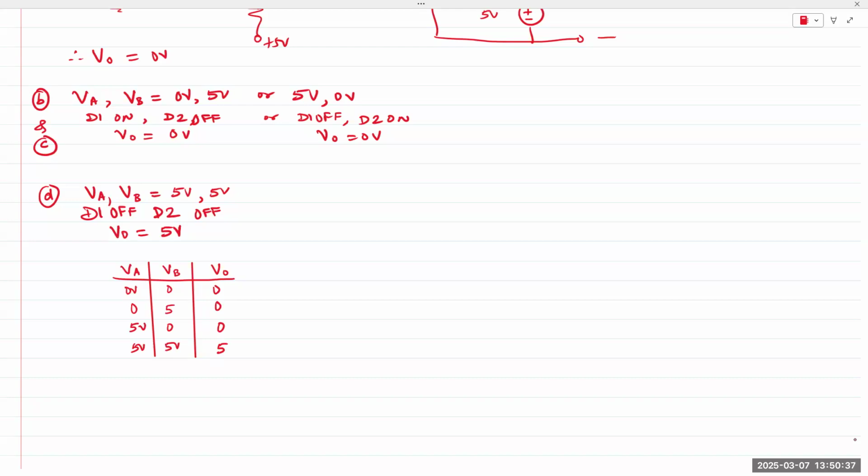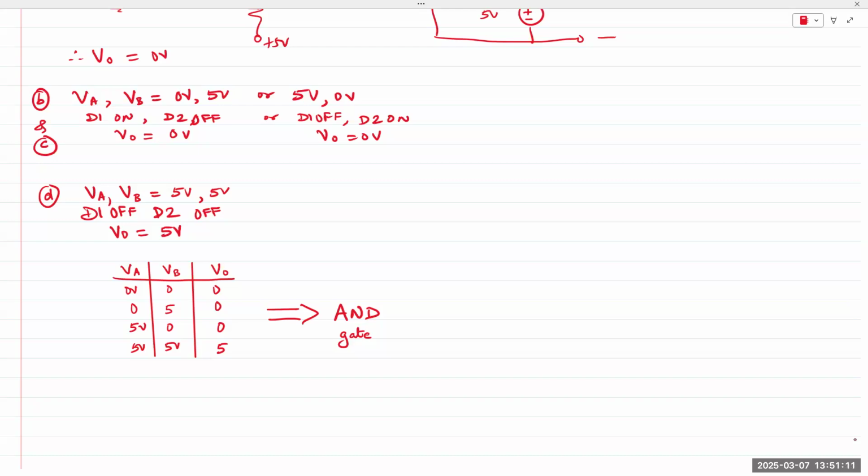What kind of gate is this? It's an AND gate. Take two diodes, different configuration, and you can have an OR gate, you can have an AND gate. Okay. So as simple as that.